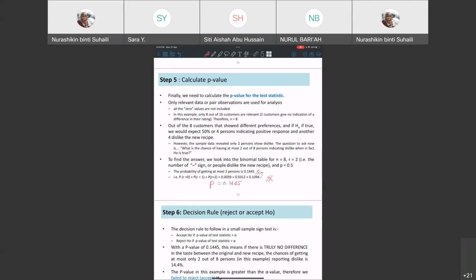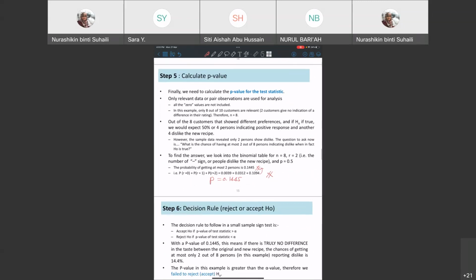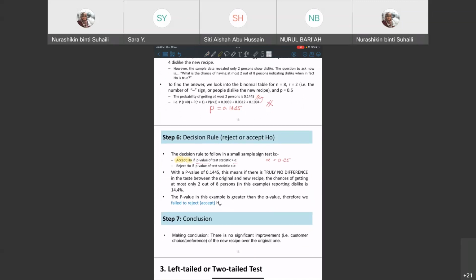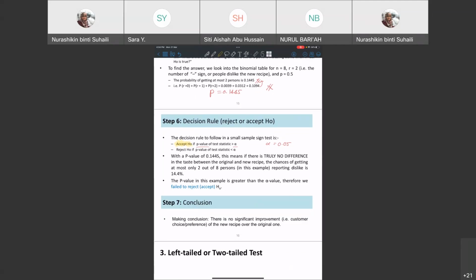So we have solved step 5. Step 6, we want to compare the p-value and the alpha value. Our alpha value is 0.05, and 0.1445 is greater. So this is the situation where we accept the null hypothesis. That's the decision. Making a conclusion, what is our null hypothesis? There is no significant improvement of the new recipe over the original one.